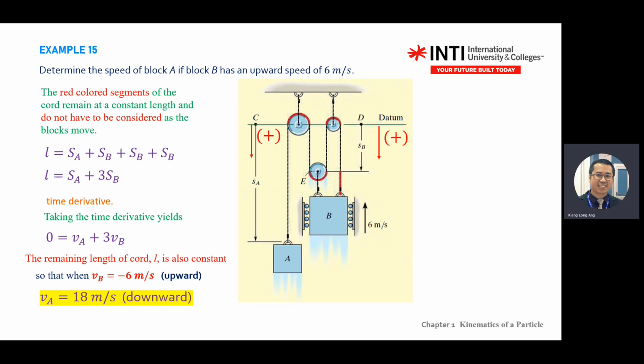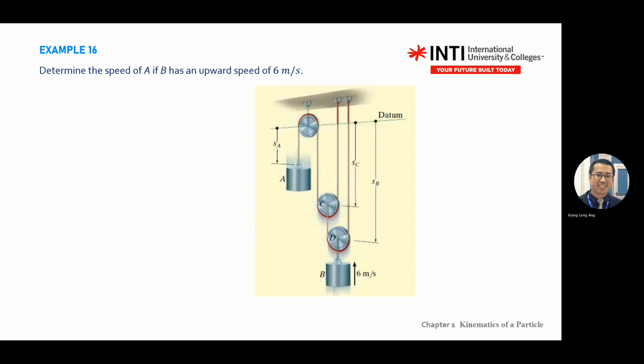Nothing complex here. Find the total length, differentiate to get velocity, differentiate to get acceleration, substitute. Then predict the motion. Okay. Next example, I think you can do the same. Next example is a three-pulley system, and determine the speed of A if B has upward speed of 6 meters per second. Still the same, but we change the setup.